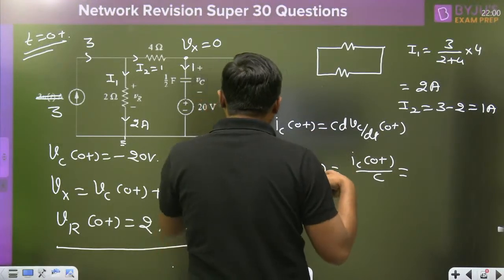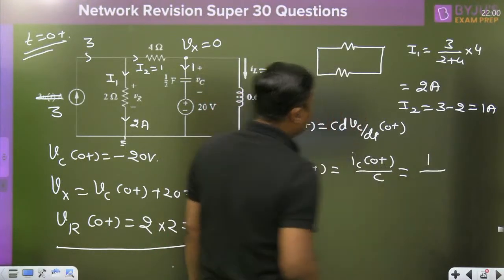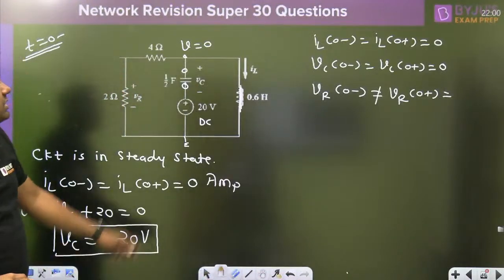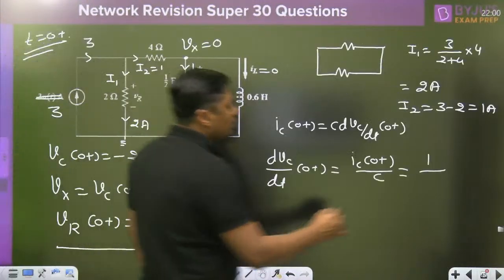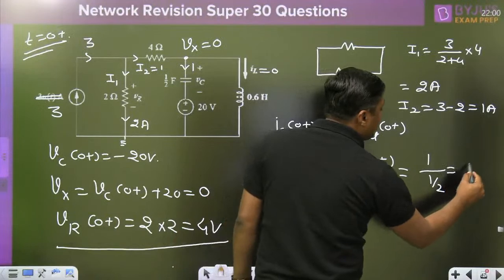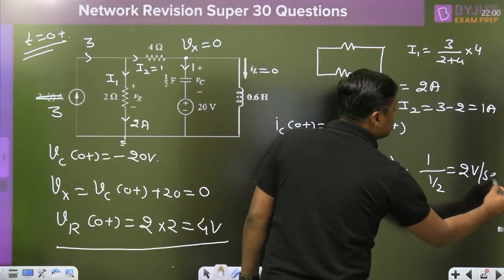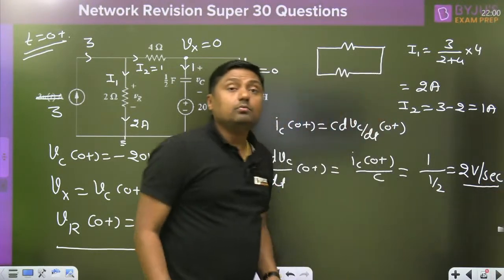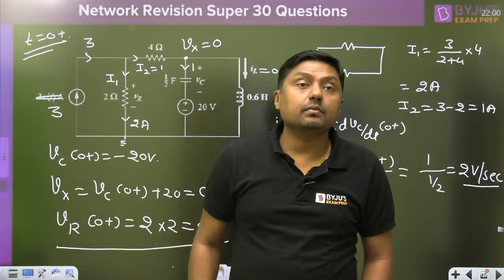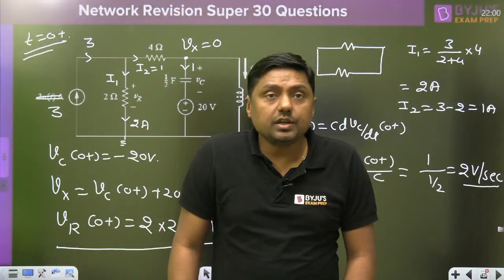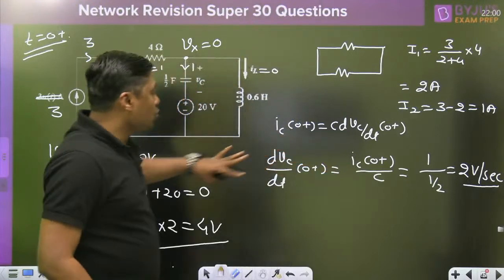IC0 plus divided by C is 1 ampere divided by what? What is the value of C given in the question? 1/2 farad. This will become 2 volt per second. Right? It is clear. I think these 2 questions are clear.